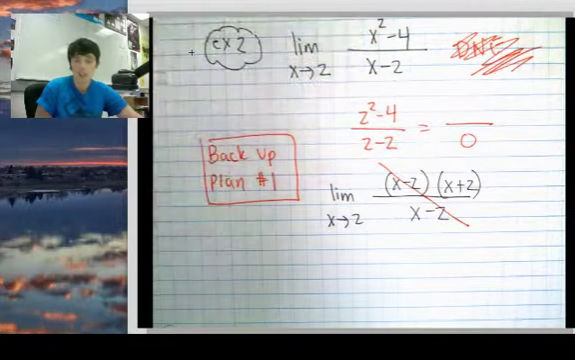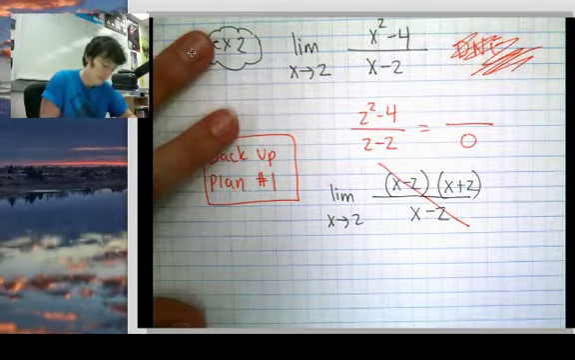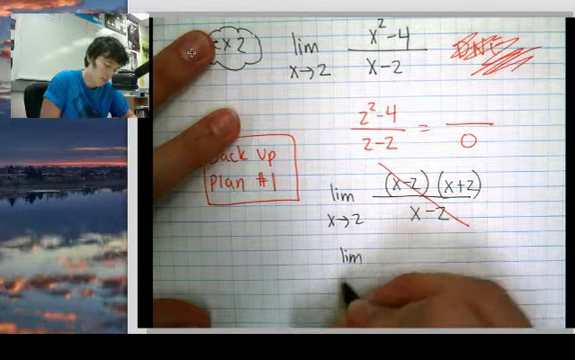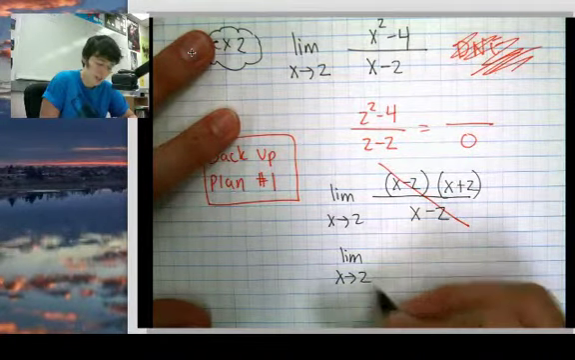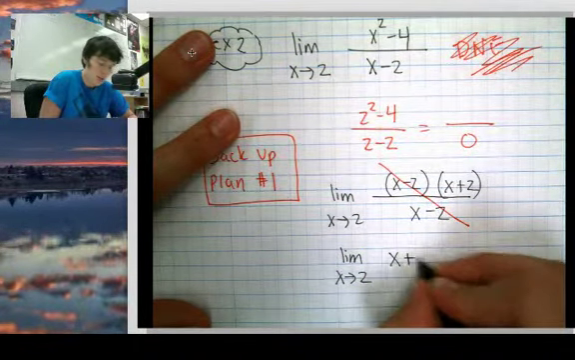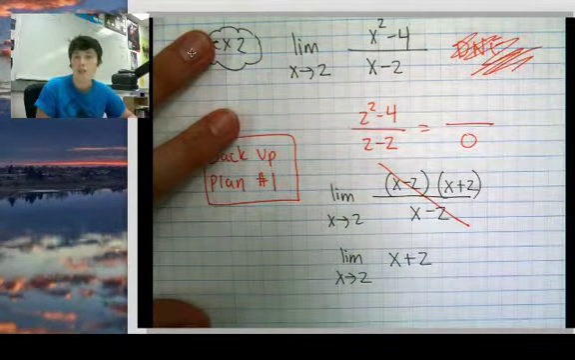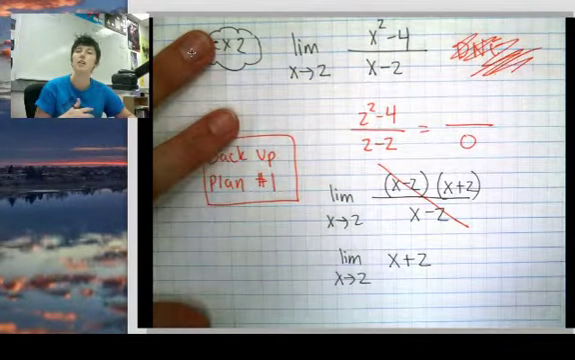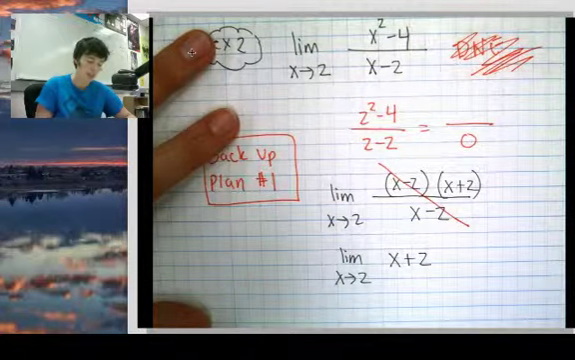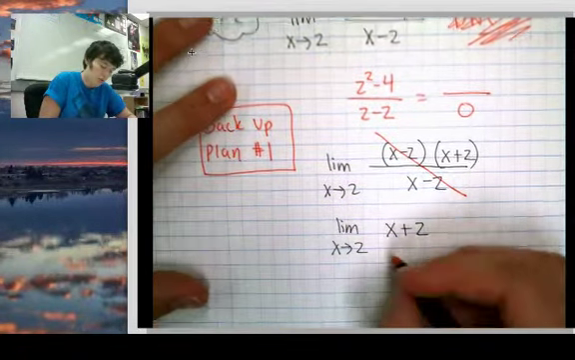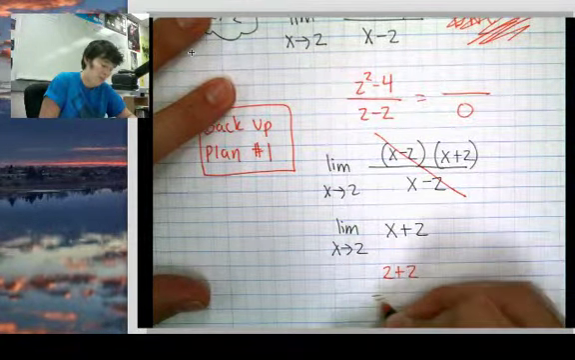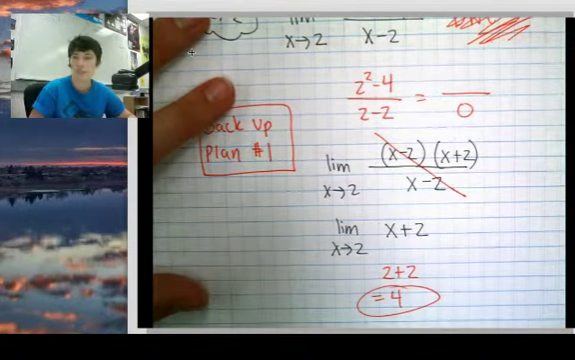And now I don't have a fraction anymore. I now have the limit as x approaches 2, and with no fraction, it's just x plus 2. I no longer have an issue. I can plug and chug at this point. I've eliminated the problem that I had earlier. So put 2 in there and do 2 plus 2, and my limit equals 4. And that's my answer. Definitely not D and E.